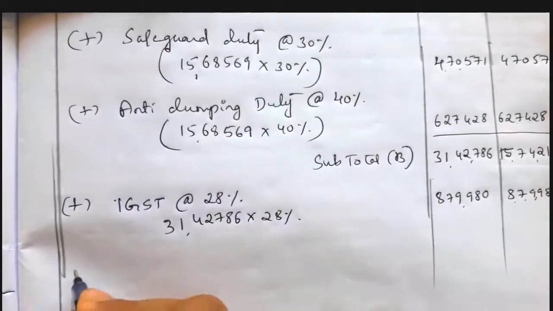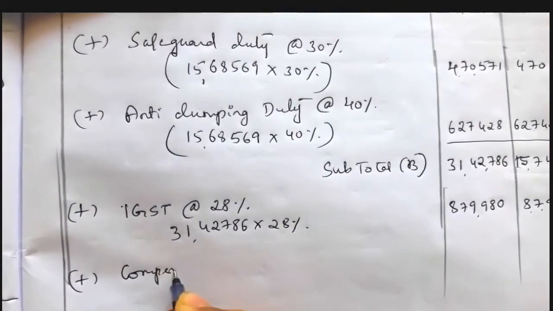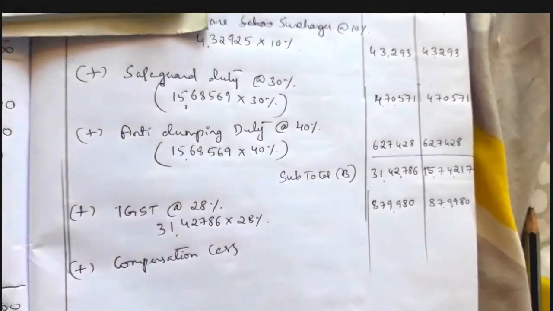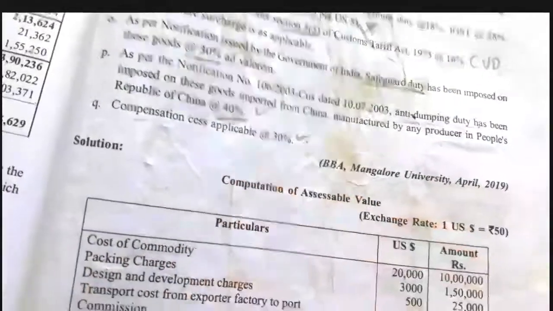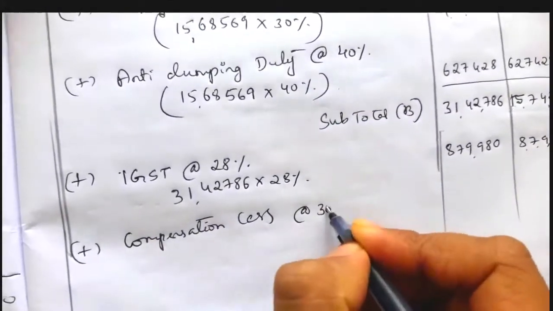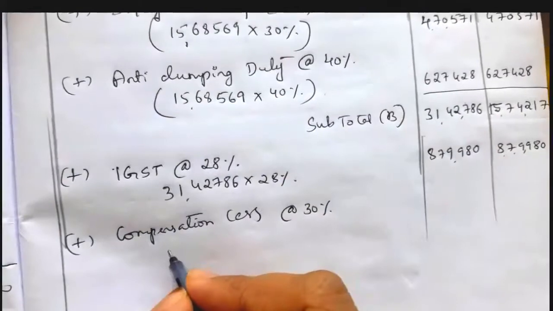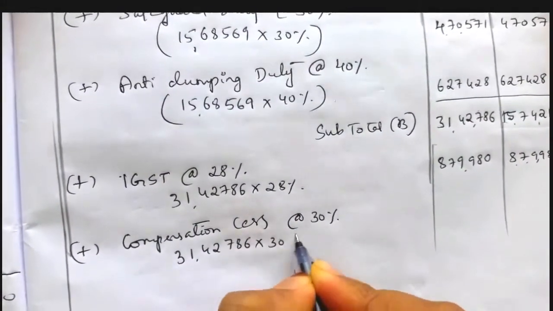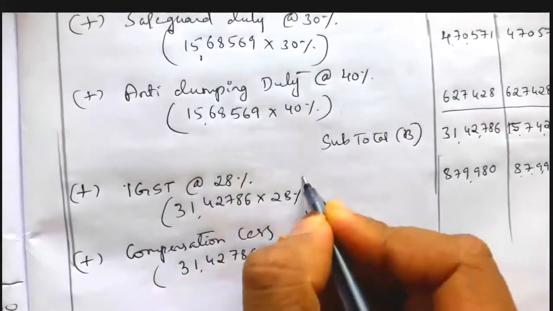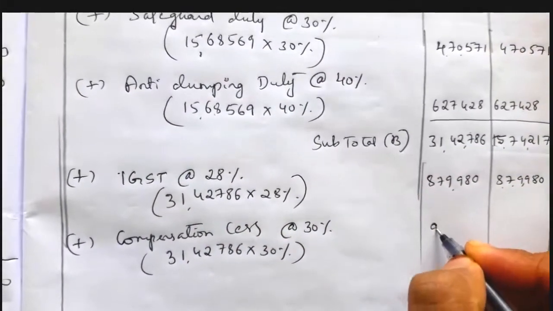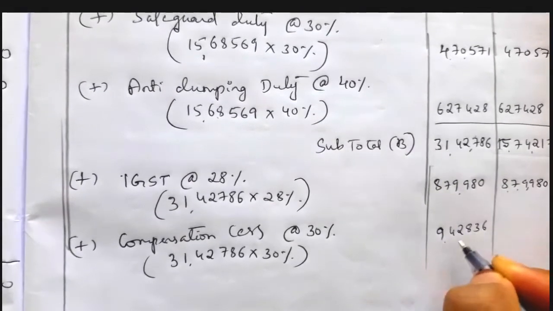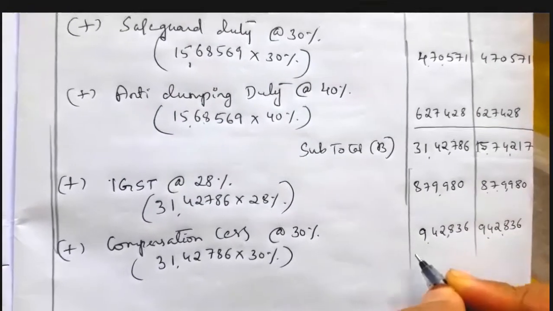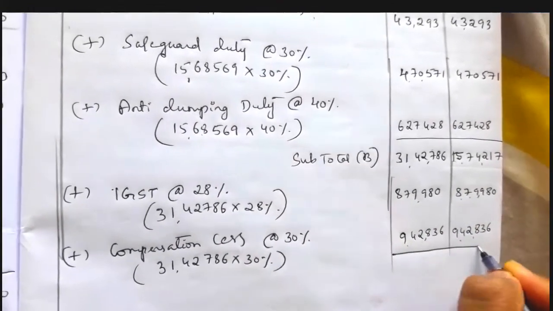Next we have to add compensation cess. If it is given in the illustration, then we have to take it. They have given compensation cess at 30%. We calculate it on subtotal B, that is 31,42,786 into 30%, which is equal to 9,42,836. Now we have to total; there are no other taxes.